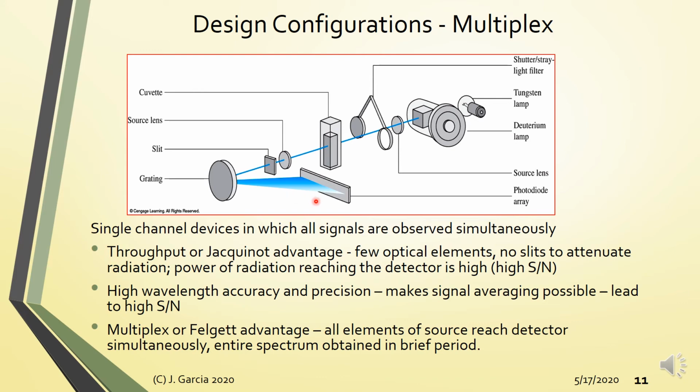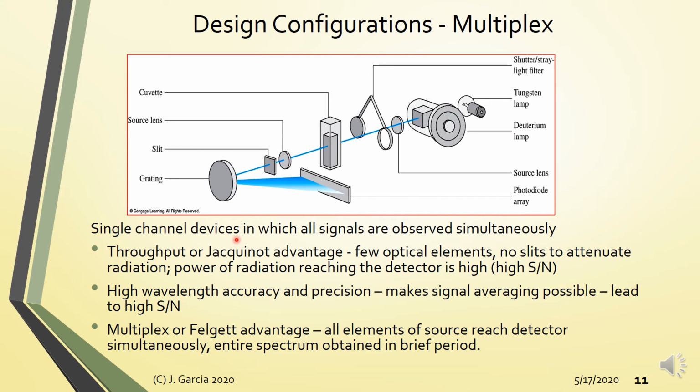All right. So since you're able to collect the data simultaneously, multiplex design offers the following advantages. The first one is the so-called throughput or Jacquinot advantage, wherein there are few optical elements, you don't have any slits, no exit slit, to attenuate radiation. Because remember that the presence of many optical elements such as mirrors, lenses, and the exit slit from the monochromator, it actually attenuates or reduces the intensity of the radiation.